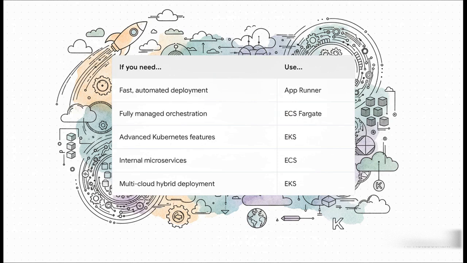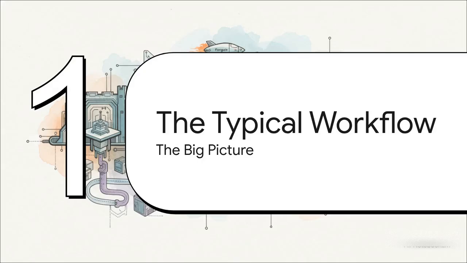So let's make this even simpler. Think of this as your cheat sheet. If your top priority is getting a web app launched as fast as humanly possible, you use App Runner. If you're building a bunch of microservices inside AWS and want a powerful but manageable system, ECS with Fargate is a fantastic choice. And if you're building for a huge enterprise, need to run on multiple clouds, or require advanced Kubernetes features, well, you know the answer. It's EKS.